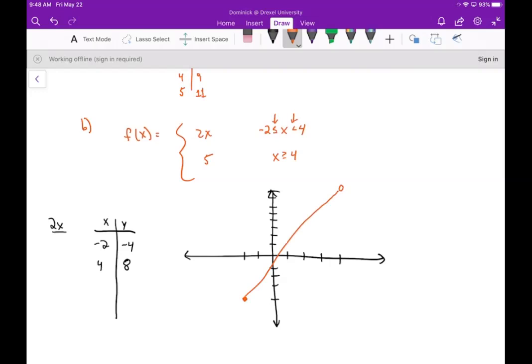Now for the rest of the graph, when x is greater than or equal to 4, my y value is always the same. My y value is 5, no matter what I plug in. So 1, 2, 3, 4, 5.